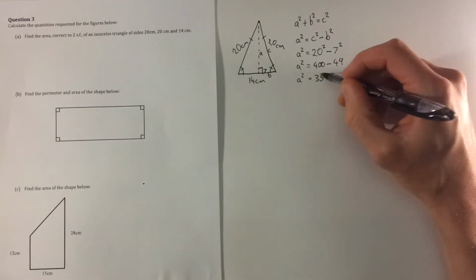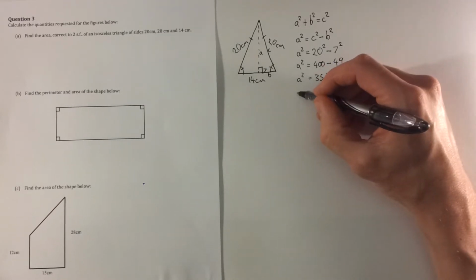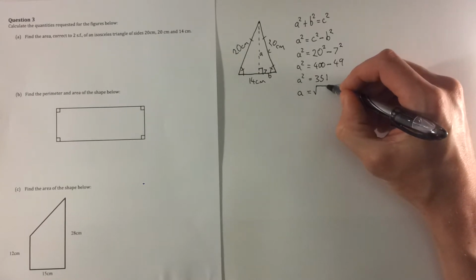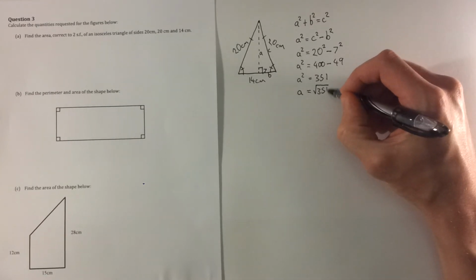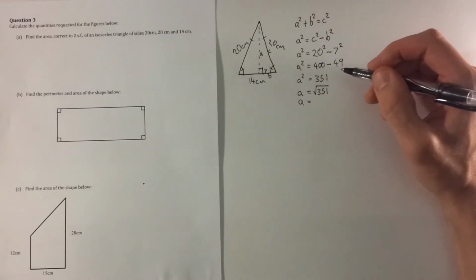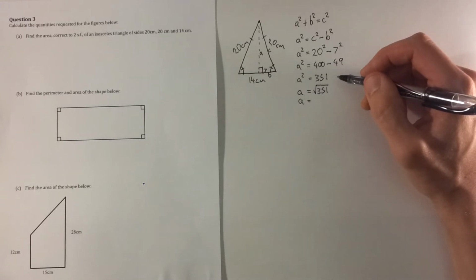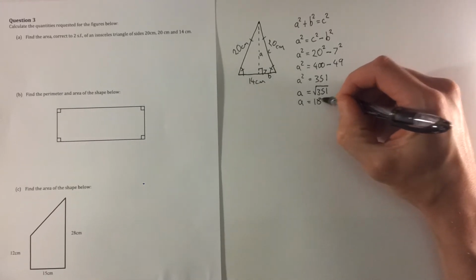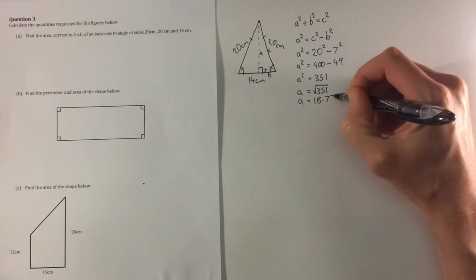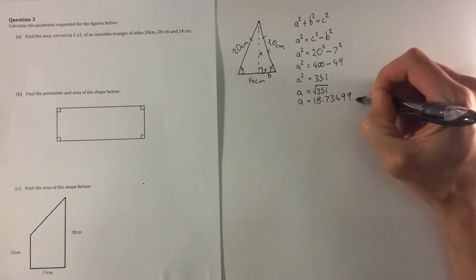so A squared is going to be equal to 351. Obviously we don't want to know what A squared is, we want to know what A is. So in order to do that we need to square root both sides. So therefore A will be equal to the square root of 351, so A is equal to 18.73499 and so on.